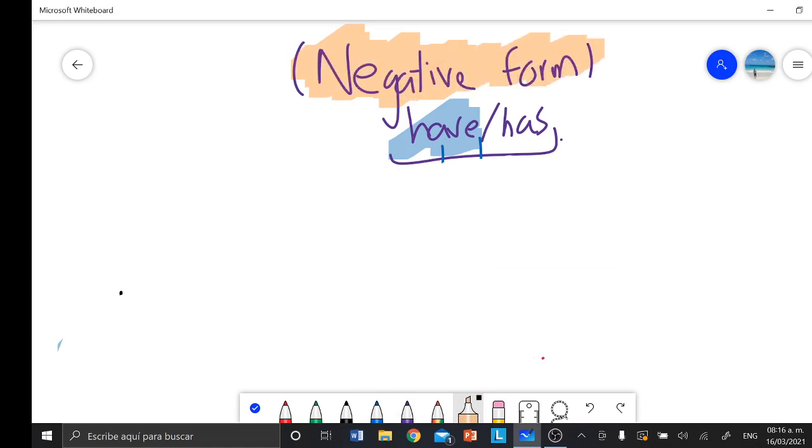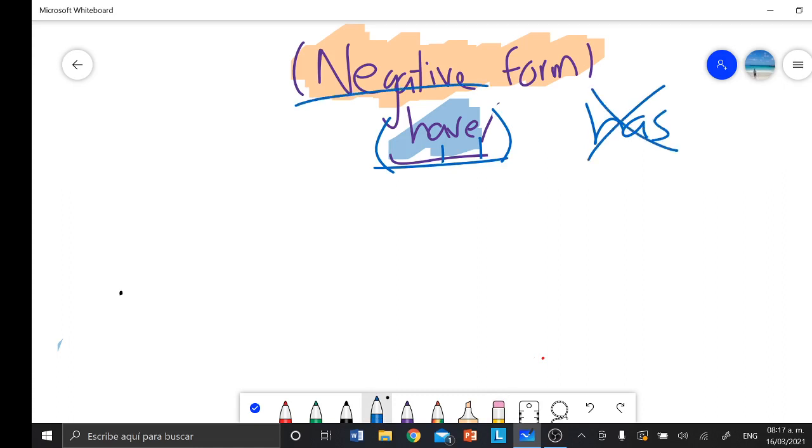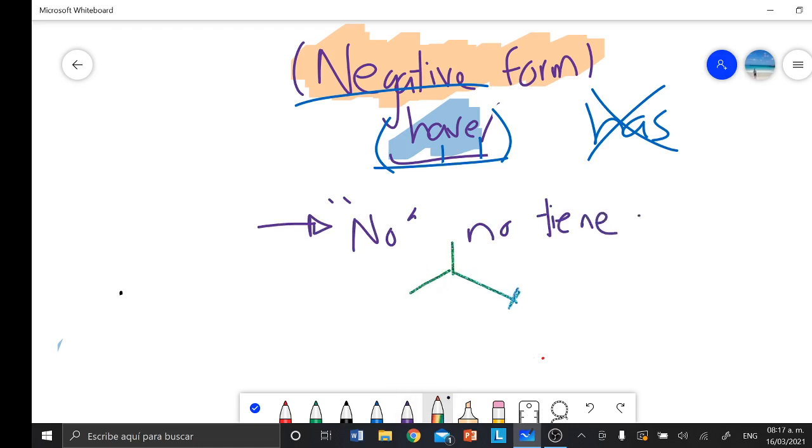Ok, first of all, in negative form, we never use has. Okay, has cannot be used in negative form. Okay, that's the first thing that you must know. Es la primera cosa que deben saber. Okay, so if we want to say no, si queremos decir no o no tiene, we have pretty much two words. Tenemos dos palabras que en español no tienen traducción, prácticamente es como decir pues no, en este caso.